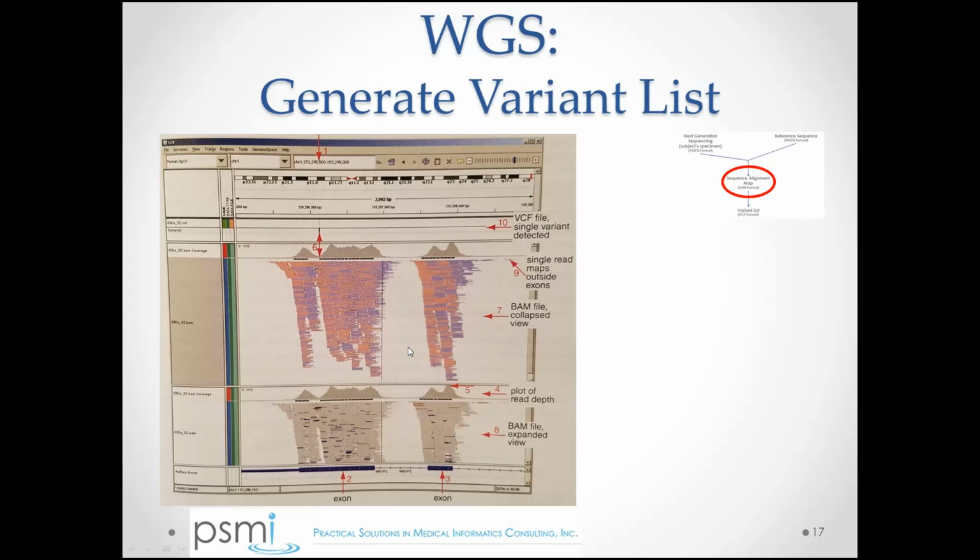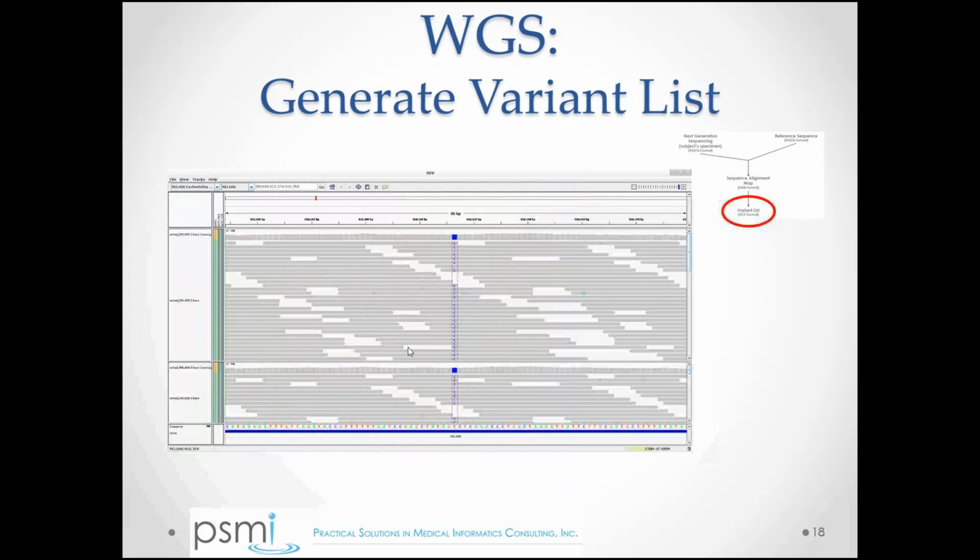So let's say we've generated our sequence alignment map, and we now have all of these sequences lined up against the reference, and here's the reference sequence down here at the bottom. And in this particular case, you'll see that for all of the different sequences that aligned, they all have a C at this position, whereas the reference has a T.